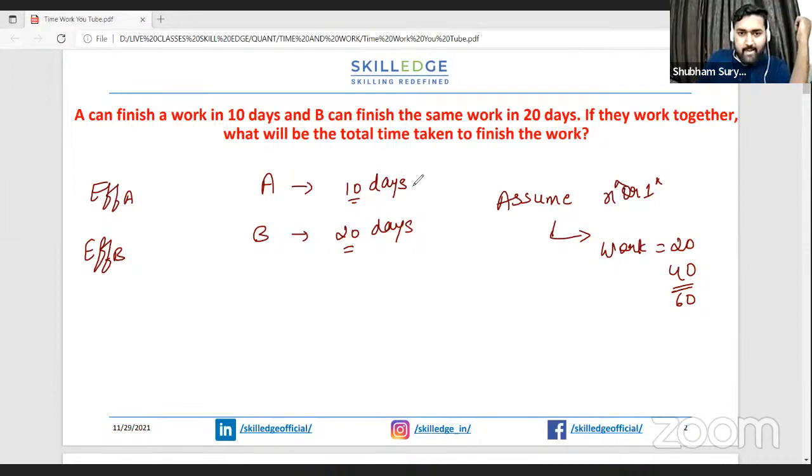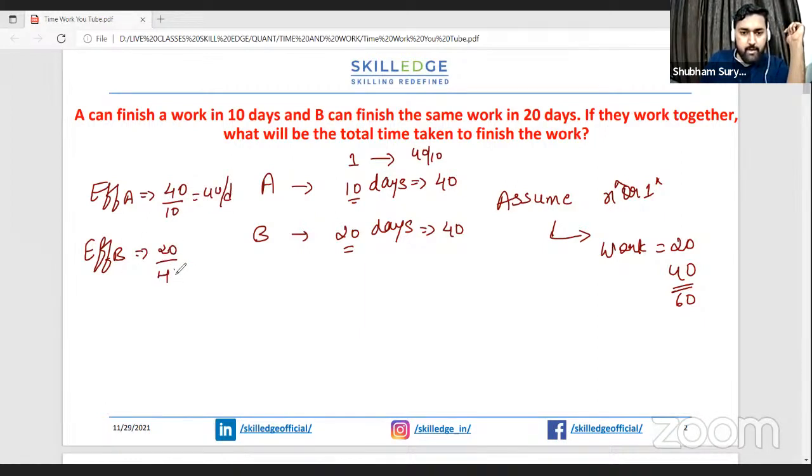So A takes 10 days to do 40 units of work, and B takes 20 days to do the same 40 units of work. So every day, exactly in one day, how much amount of work will be finished? 40 by 10, which is 4 units of work. The efficiency of A is 40 units of work in 10 days, so it's going to be 4 units of work per day. And efficiency of B is going to be 40 units of work in 20 days, so it's going to be equal to 2 units of work per day.